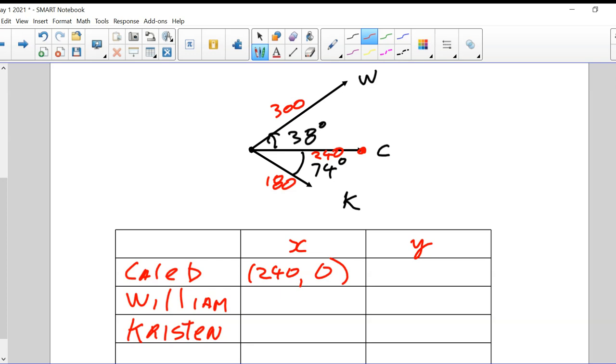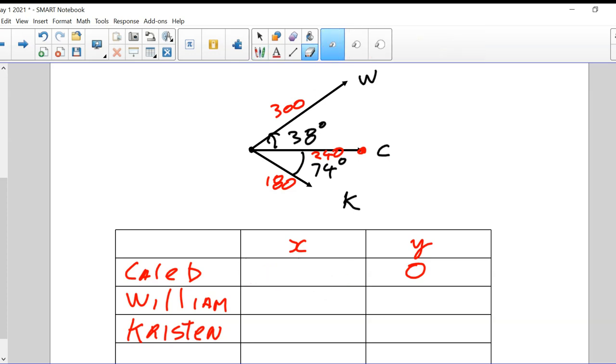No, oh, I'm doing that wrong. It's 240 and then 0 over here. We have x and y separately, so let me change that. So 240 for the x and 0 for the y.